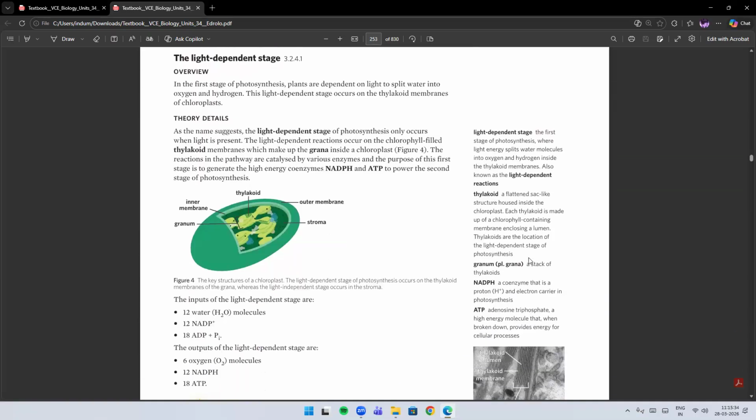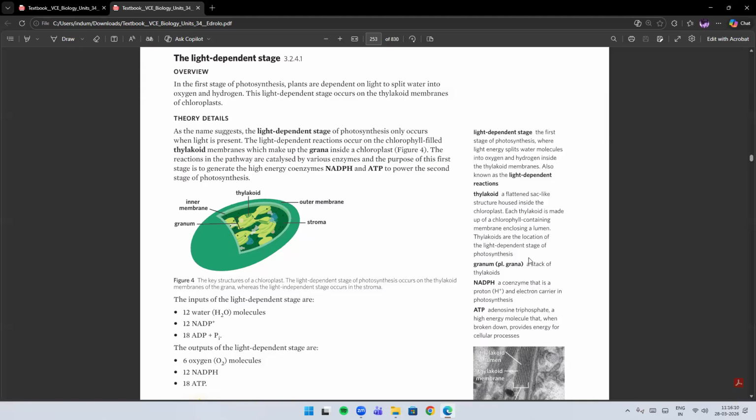The light-dependent stage. Overview. In the first stage of photosynthesis, the plants are dependent on light to split water into hydrogen and oxygen. This light-dependent stage occurs on the thylakoid membranes of chloroplasts. Theory details. As the name suggests, the light-dependent stage of photosynthesis only occurs when light is present. The light-dependent reactions occur on the chlorophyll-filled thylakoid membranes, which make up the grana inside a chloroplast.